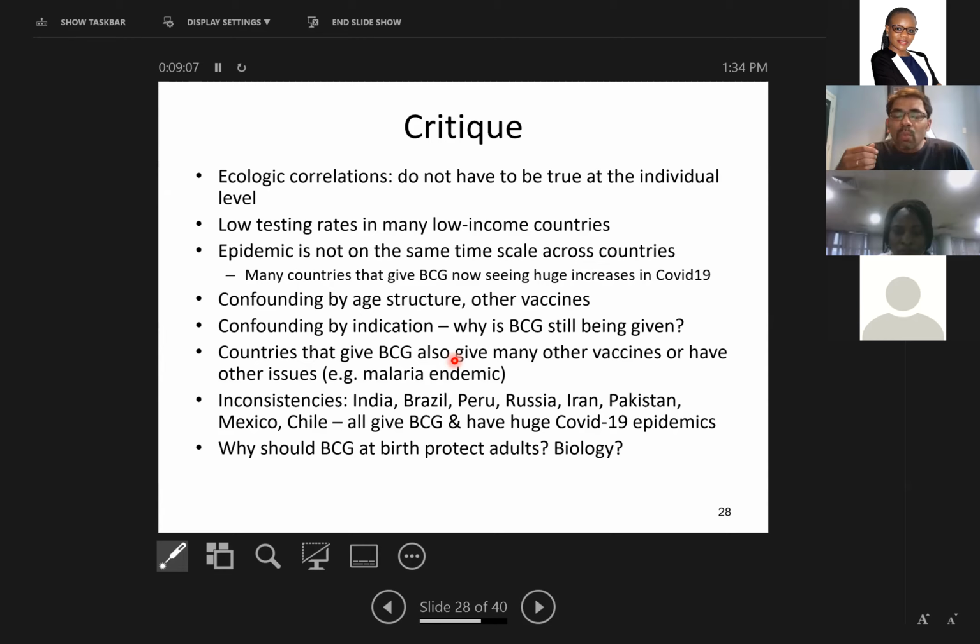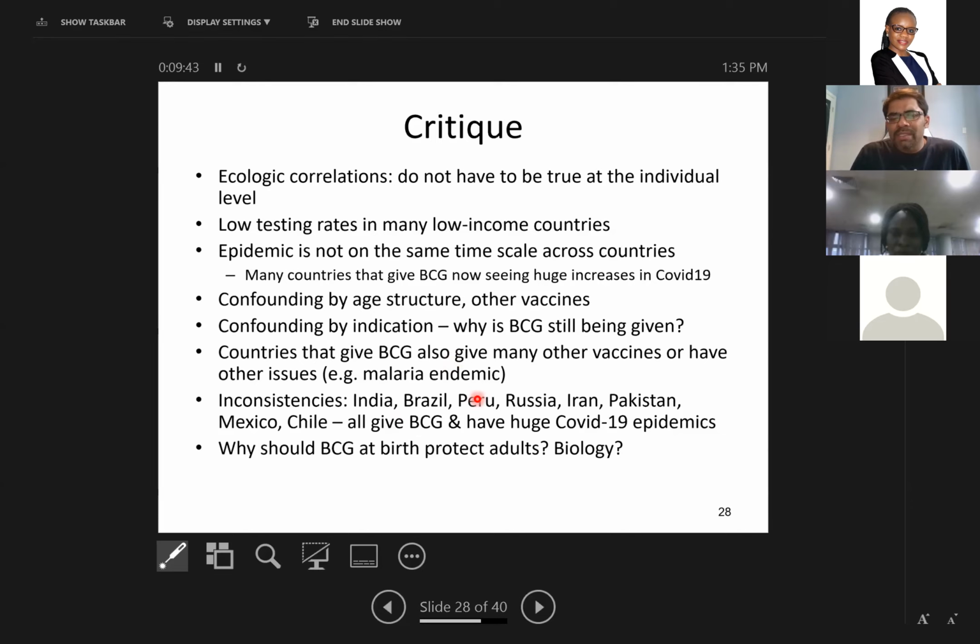Same thing. Countries that give BCG also gave MMR for measles, mumps, and rubella. Countries that give BCG also give polio vaccine. Countries that give BCG could also be doing something else. So how do you know it's BCG and not an MMR vaccine that's protecting us from COVID, right? We don't know. That's confounding, right? It's all mixed up and we cannot quite tell. Countries that give BCG may also have high rates of malaria. How do we know that there is no protection because of malaria in the population? We don't know, right? And there are lots of inconsistencies.